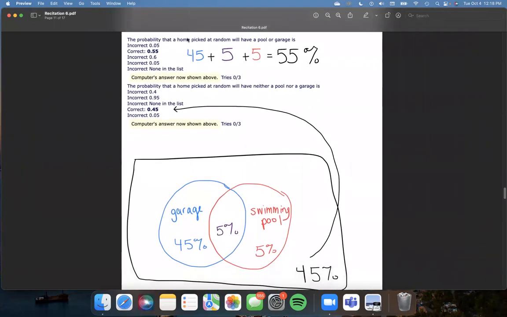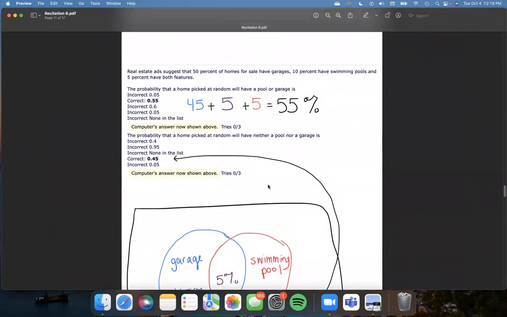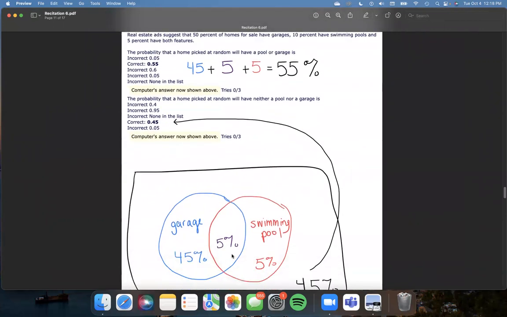So here I just filled in that information. So here our intersection is 5%, and then we know, okay, so 50%, which is 45 plus 5%, would be the percent of home sales that have garages, and then here 10% would be where the homes for sale have a swimming pool.